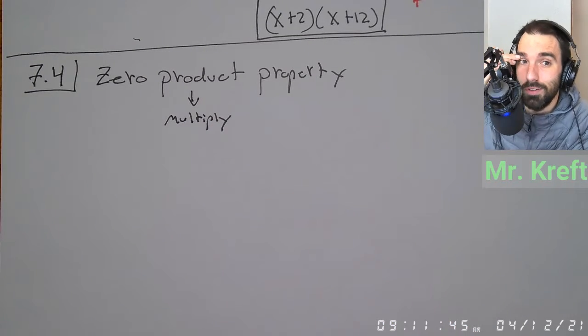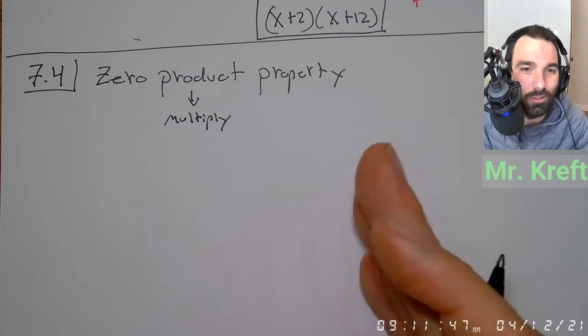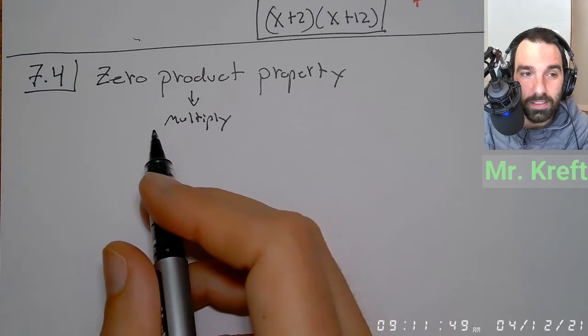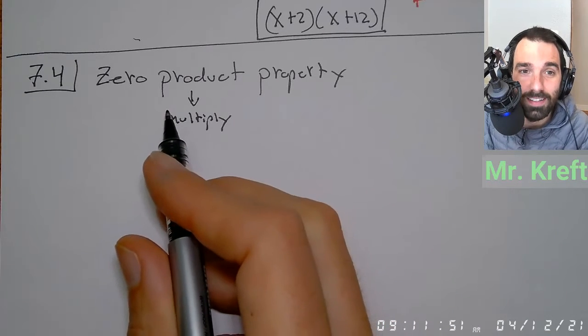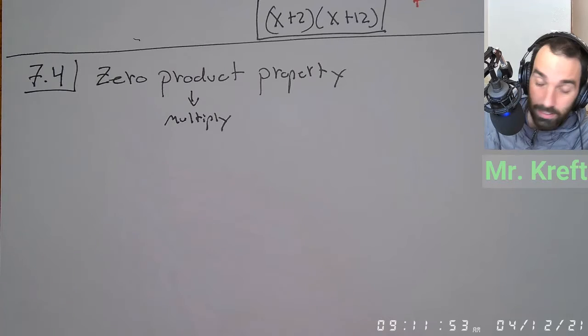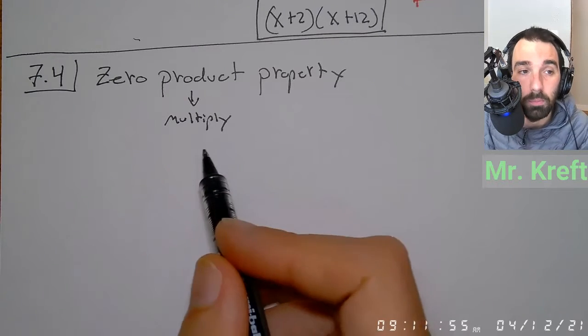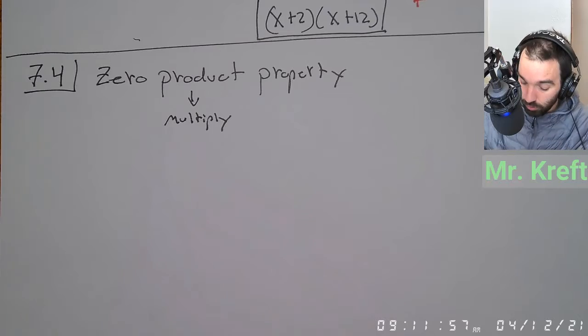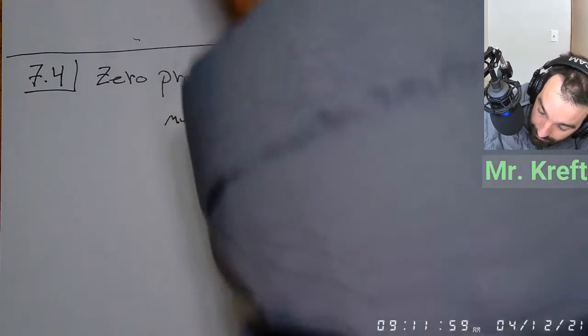Well, actually, it's the result of multiplication. It's the answer of multiplication. So really, we're going to multiply to get 0. Okay, so that's what that means. Zero product property is multiplied to get 0. So let's just talk about that really quickly.